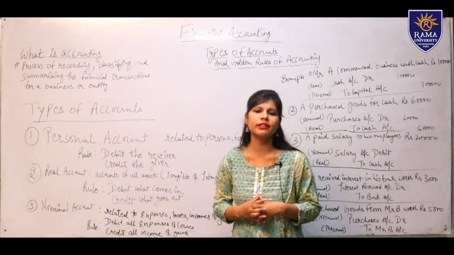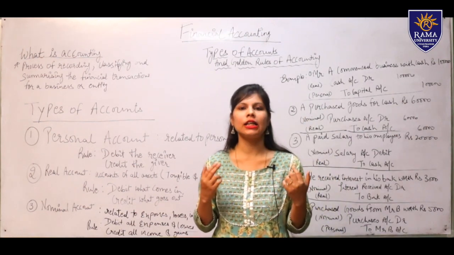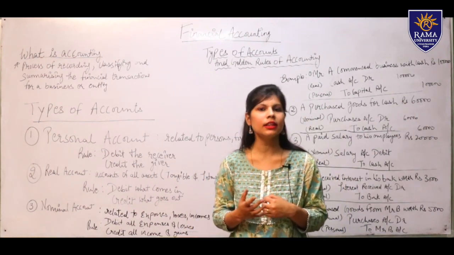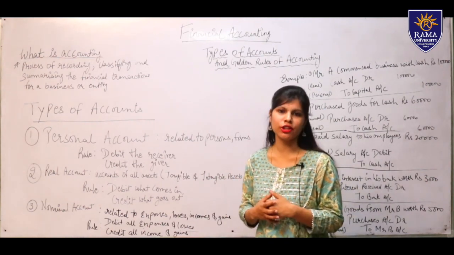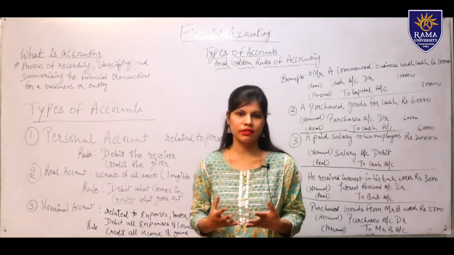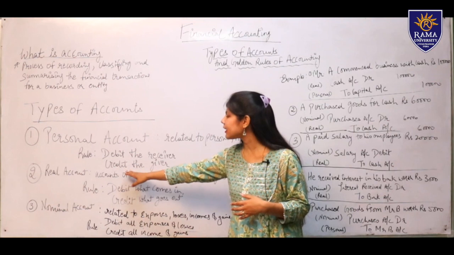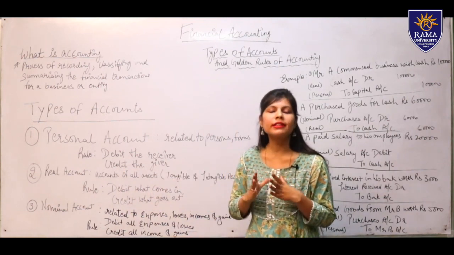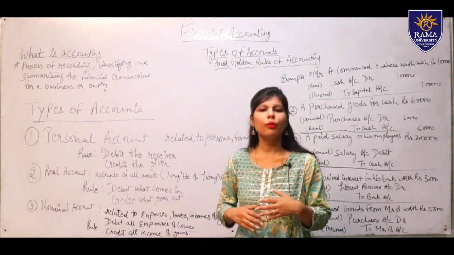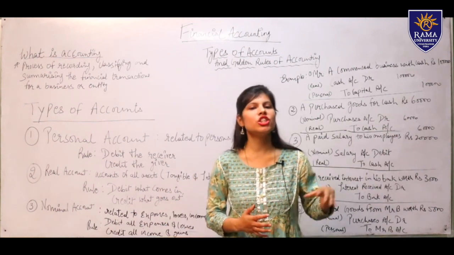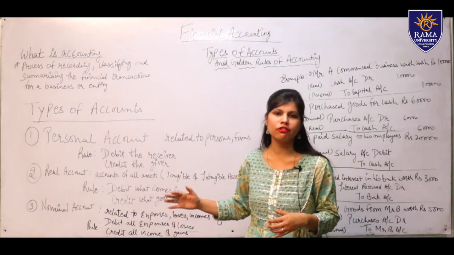Our first account is personal account. As you can understand by the term personal, it is related to persons or firms or associations. It is related to individuals. And the golden rule for it: debit the receiver, credit the giver. In personal account, we debit our receiver and credit the giver. We will understand these rules with journal entries later, but let's first understand what are the different kinds of accounts.